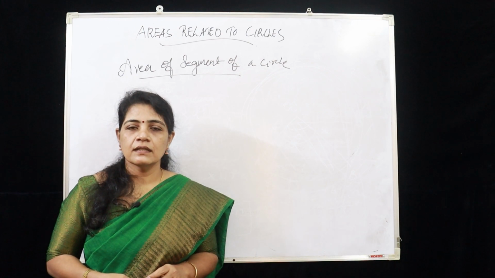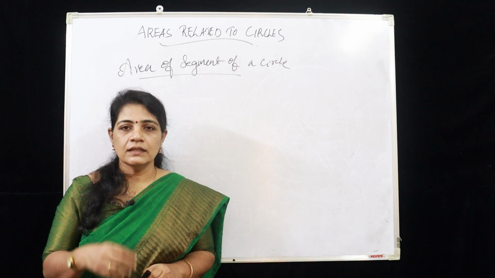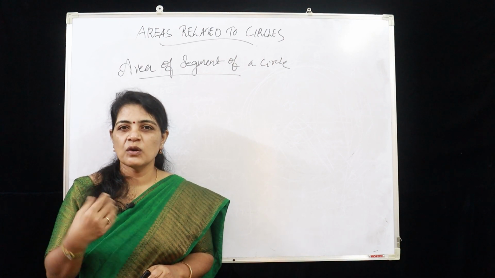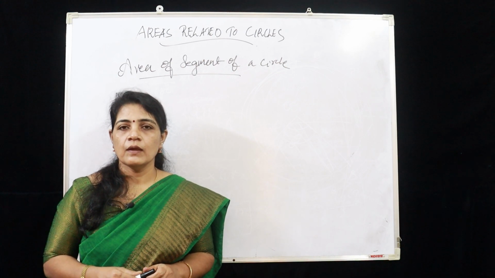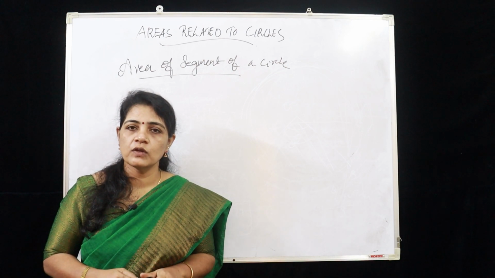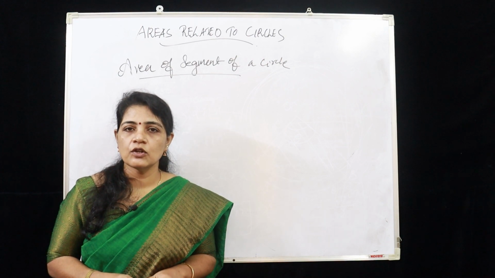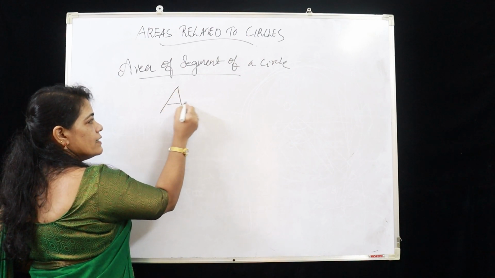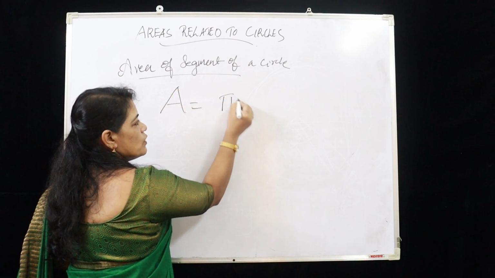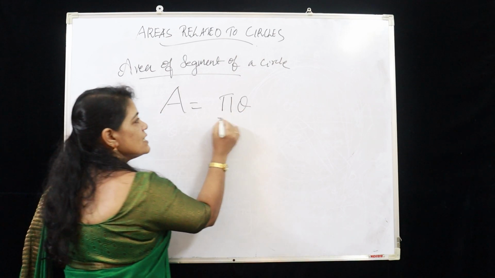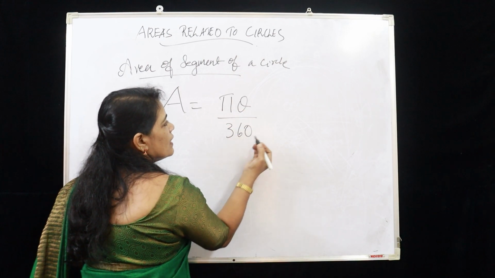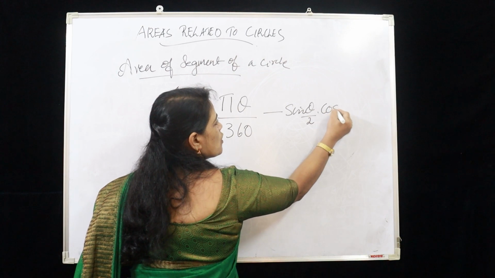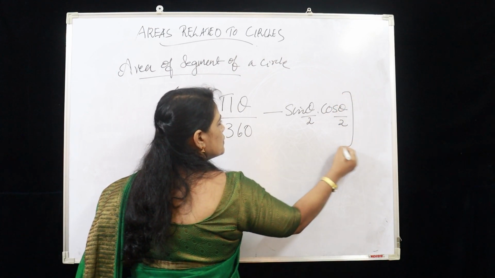Compared to arc length and the sector of a circle, this formula is a little bit difficult. Also, deriving the formula is not that much needed for this year. So I am just directly giving the formula to calculate the area of the segment of a circle. Usually we represent any area by the letter A, and the area of the segment of a circle can be calculated by pi theta by 360 minus sin theta by 2 into cos theta by 2.